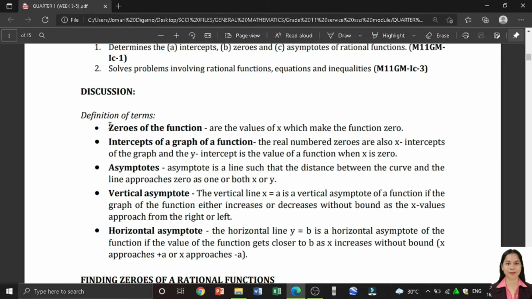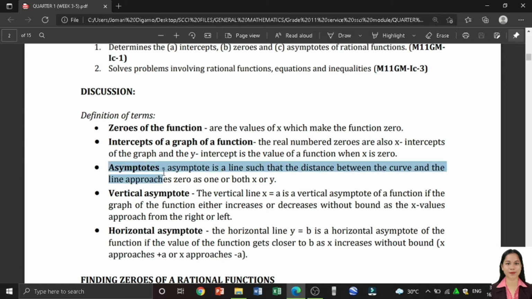that you are going to encounter in our discussion. So we have here the zeros of a function. Meaning, these are the values of x which make the function 0. Okay, so you're going to find the value of x that will make the function equal to 0. And intercept of a graph of a function. Intercept, they are the x-intercept and then the y-intercept.